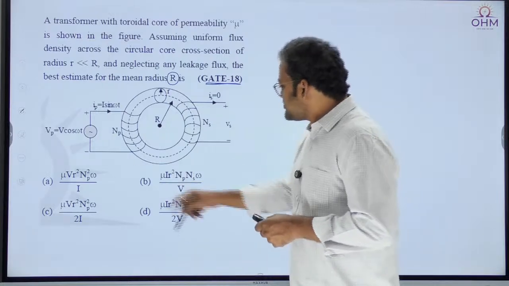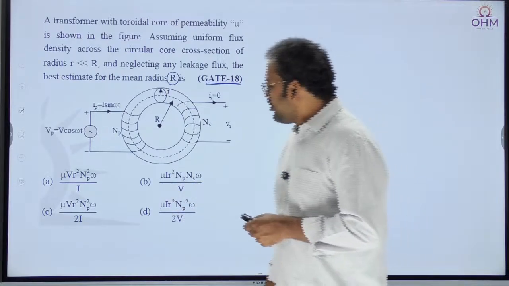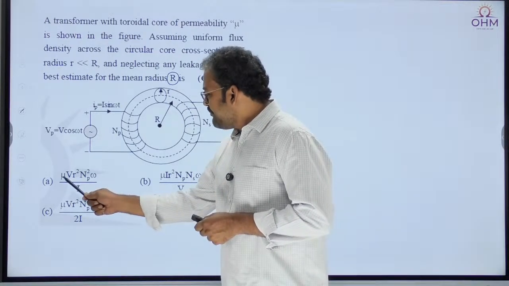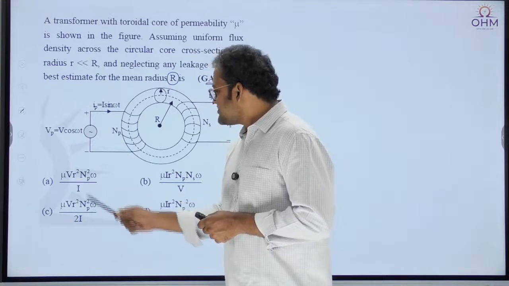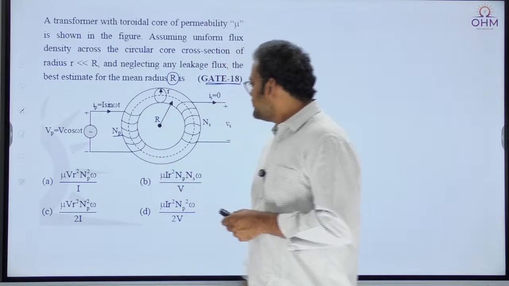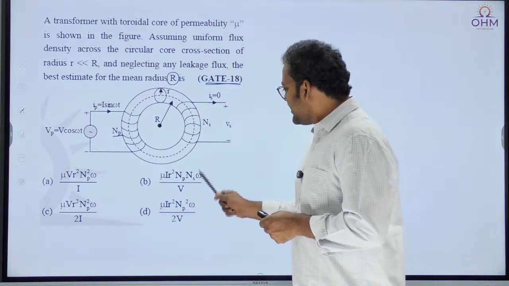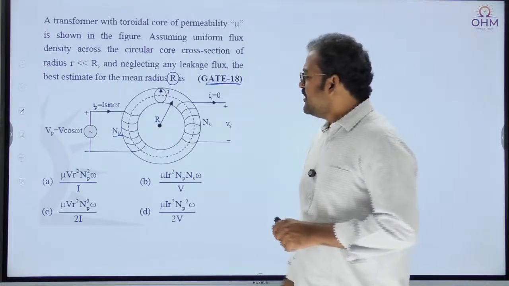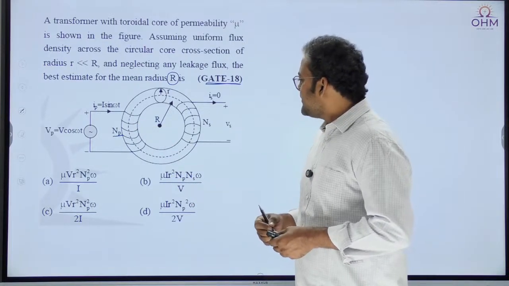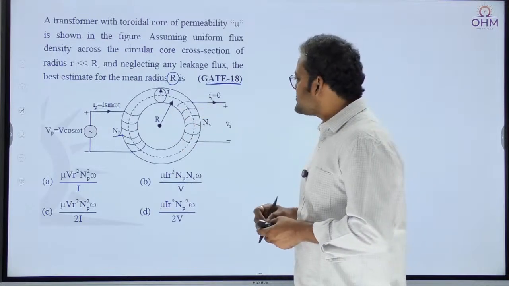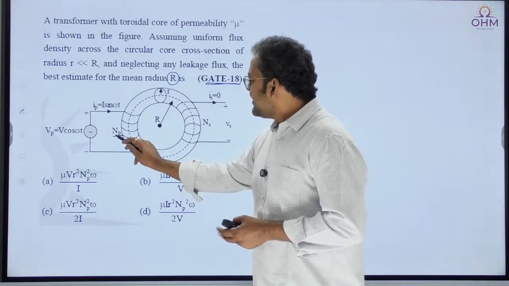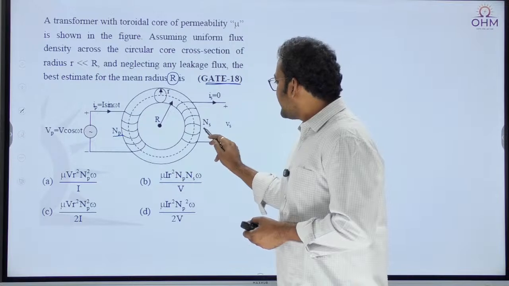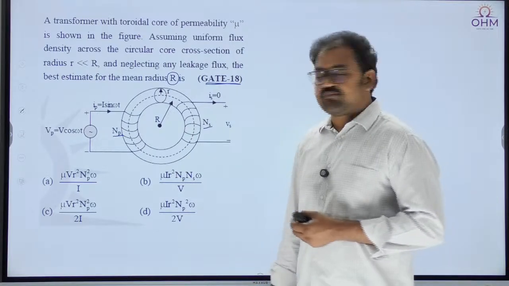And there are 4 options. You can understand all the options are in terms of permeability, voltage, resistance, the number of turns we are using for the winding, omega, that is the frequency, and voltage. Various factors are there. So let us quickly understand. There are 2 windings on the transformer core. The primary winding has NP number of turns. The secondary winding has NS number of turns.